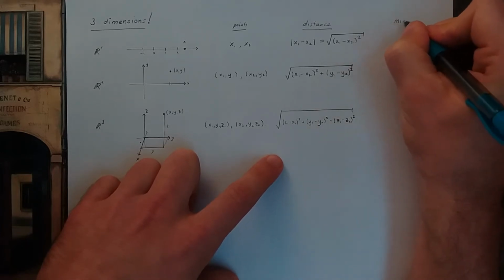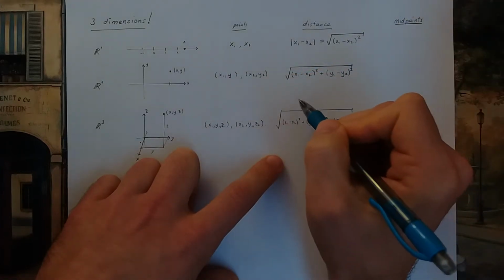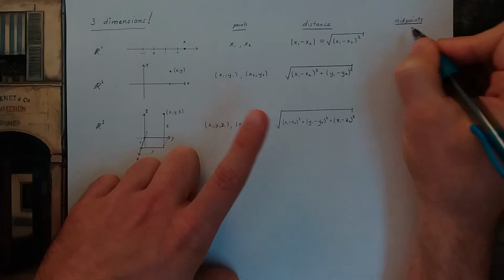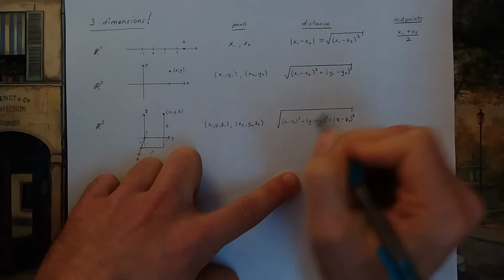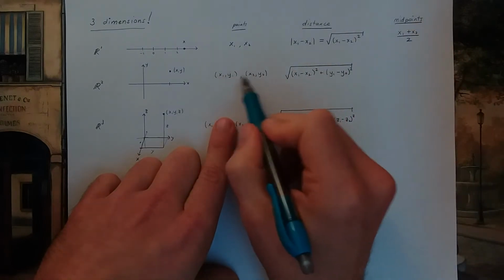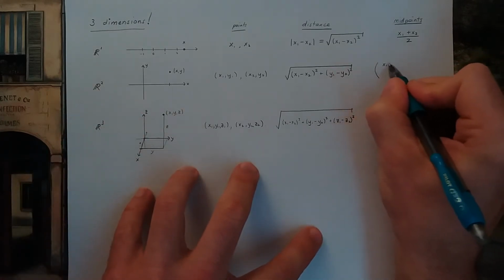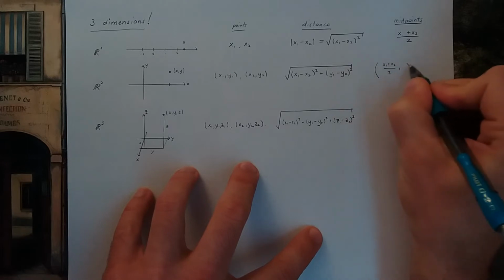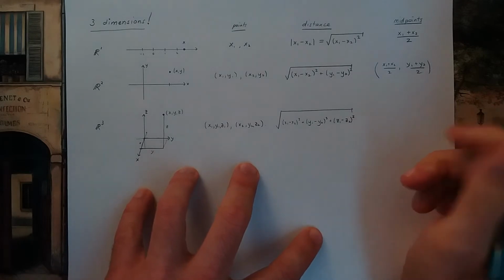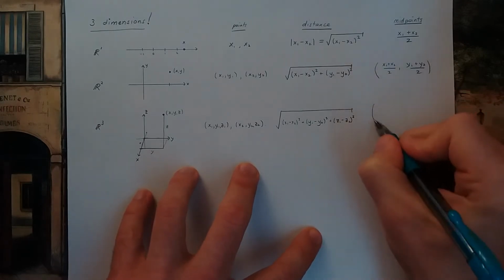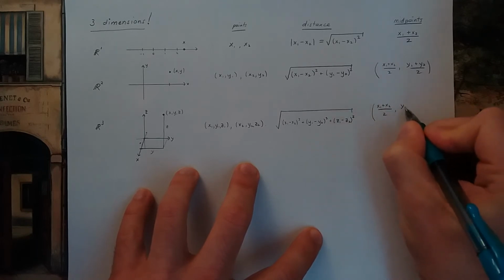We could also find midpoints. The point right in between x1 and x2 is the average, x1 plus x2 over 2. The point in between two different points in R2 is similar. It's x1 plus x2 over 2, y1 plus y2 over 2. So you average the coordinates to get a point right in the middle. And lastly, in R3, I have a similar statement. The midpoint is found by averaging the coordinates together.